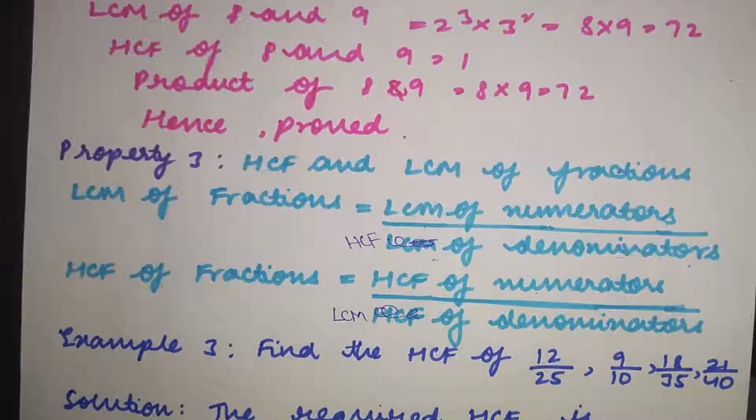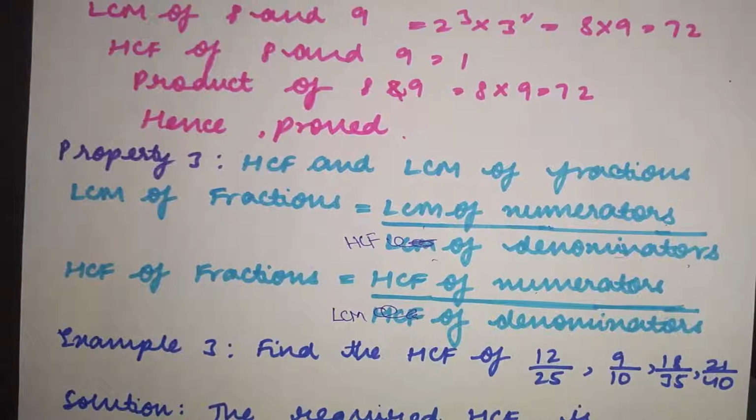It is nothing but, if we are asked to find the LCM of a fraction, then we have to first find the LCM of the numerators and then the HCF of the denominators. Similarly, if we are asked to find the HCF of a fraction, then we have to find the HCF of the numerators and then go with the LCM of the denominators.